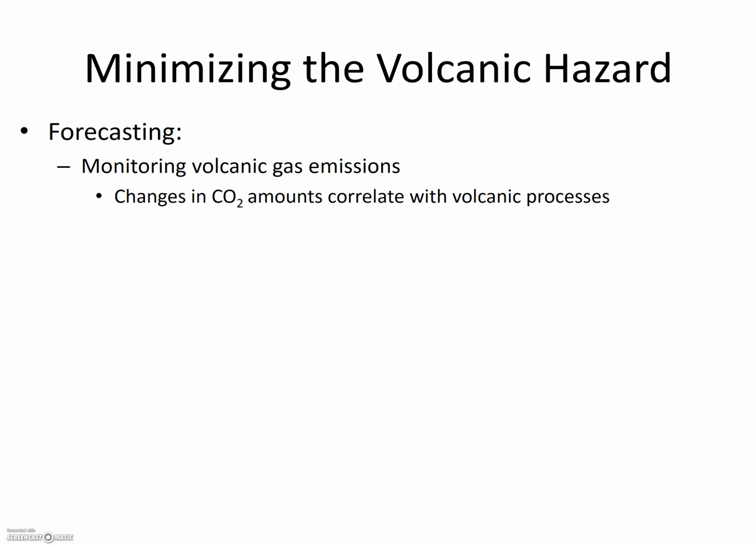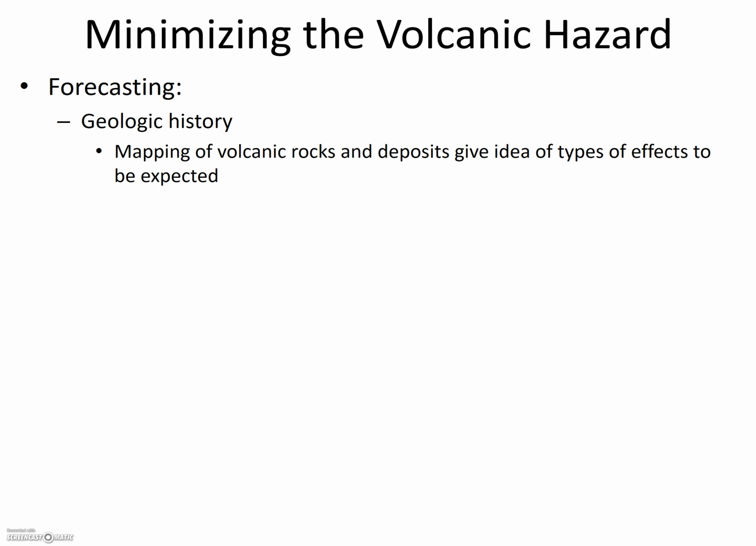Changes in gas emissions may also indicate an impending eruption. The change can be the amount of gas emitted and/or the relative quantities of different gases. Gases that are monitored for change include carbon dioxide and sulfur dioxide, as well as others. Geologic history involving the mapping of volcanic rocks and deposits give ideas of types of effects to be expected. What happened in the past is surely possible to happen in the future.